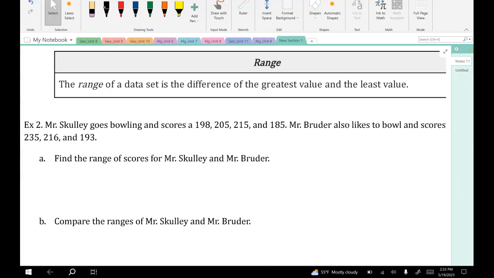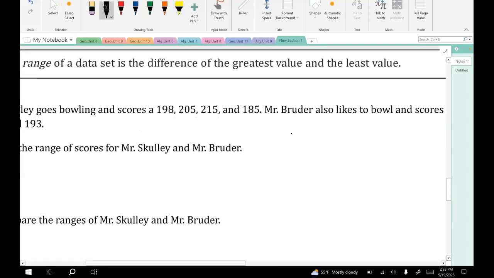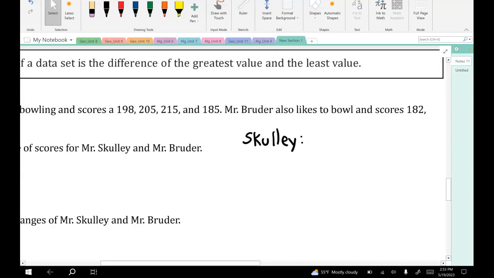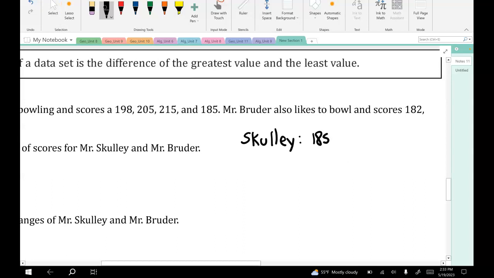We want to find the range of scores for Mr. Scully and Mr. Bruder. What I'm going to do first, because we're going to use it a lot, is write everything in numerical order. So I'm going to write my scores from lowest to highest. My lowest was 185, then 198, then 205, and then 215.